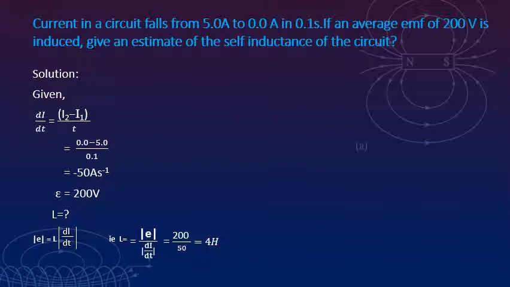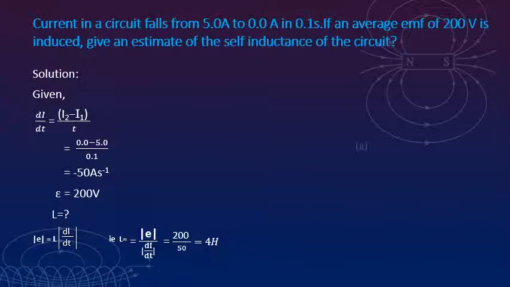Therefore, di by dt can be written as I2 minus I1 by t, that will be equal to 0 minus 5 divided by 0.1. On substituting, we get di by dt is equal to minus 50 ampere per second. Also, EMF is given as 200 volt. We are asked to calculate the self-inductance capital L of the circuit.